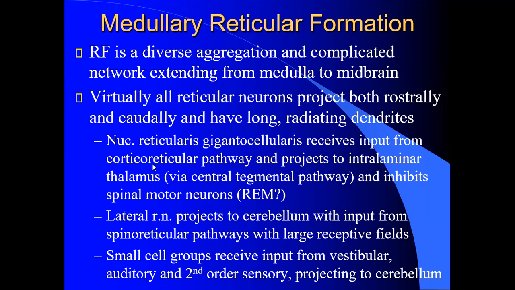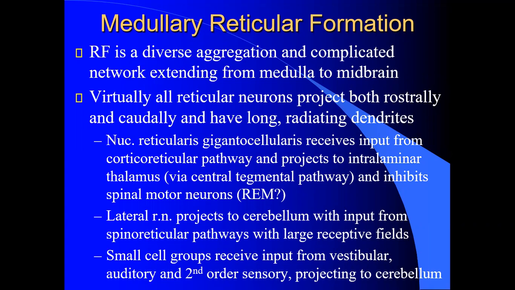So you have in the human the nucleus reticularis gigantocellularis, which are big cells. They receive input from the cortico-reticular pathway. That fits. They project to the intralaminar nuclei of the thalamus. We're going to do thalamus in total detail later, and we're going to look at the intralaminar nuclei, and they're very important. And by the way, their descending influence paralyzes us. They inhibit all of the spinal motor neurons simultaneously as a network, and if that isn't designed for REM sleep, I don't know what is.